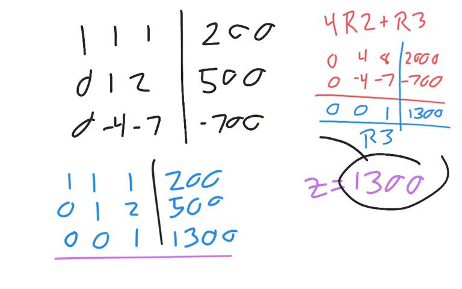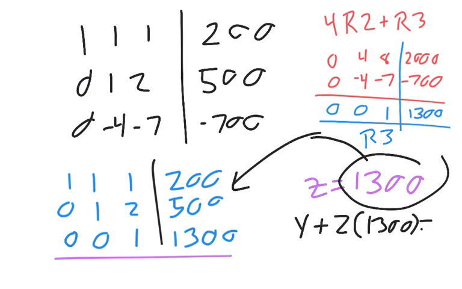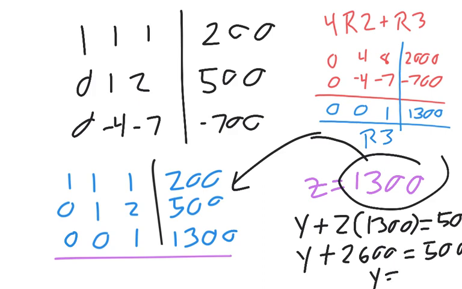So anyways, if I plug 1300 in for z into the second equation, that would give me 1y plus 2 times z, which is 1300, must equal 500. So y plus 2600 equals 500. I subtract 2600 to get negative 2100. Everybody good? Everybody with me?